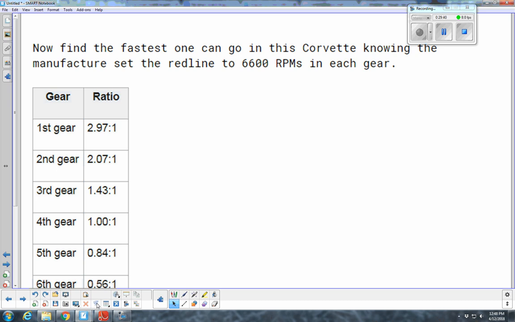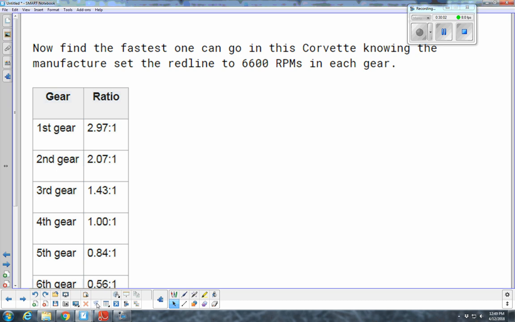All right, so I'm putting the pedal to the floor. I'm keeping it in first gear. How fast is it going to go? About 30? 40? So we're saying 30, 40. This Corvette, though, was racing a jet. 50? Okay, let's find out.